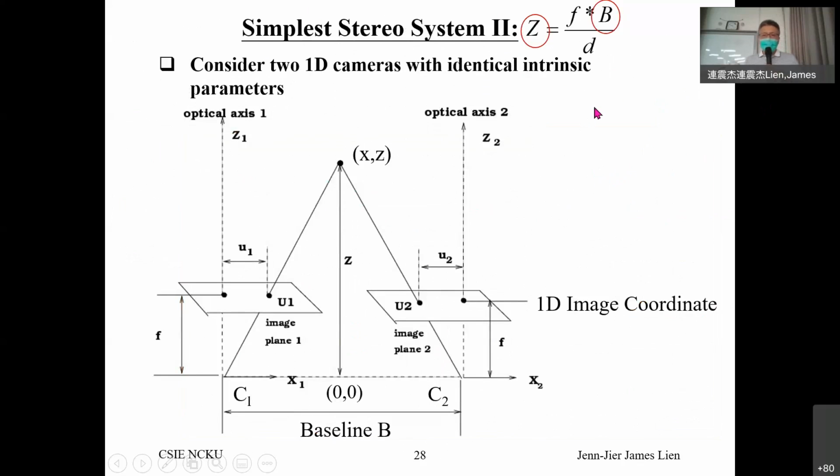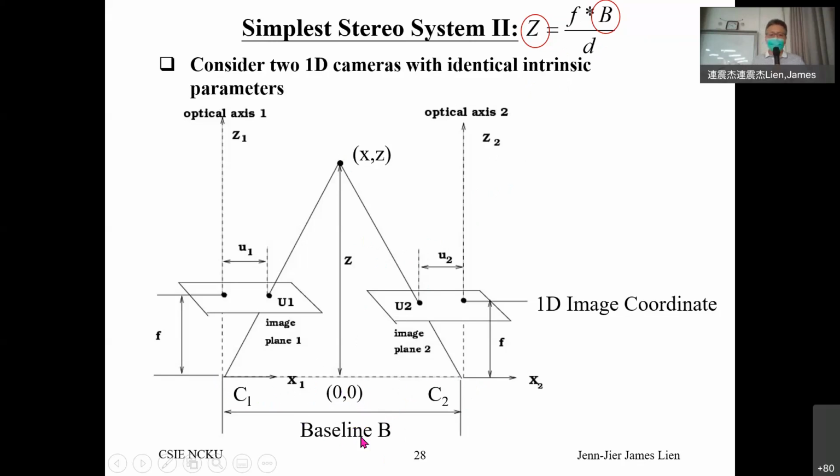Okay. So how can we measure the z? We should define. Suppose this 3D point here, and this camera center, and this camera center. So we have camera center 1, camera center 2, because we have two cameras. Two cameras, and the distance between the two cameras we call the baseline.